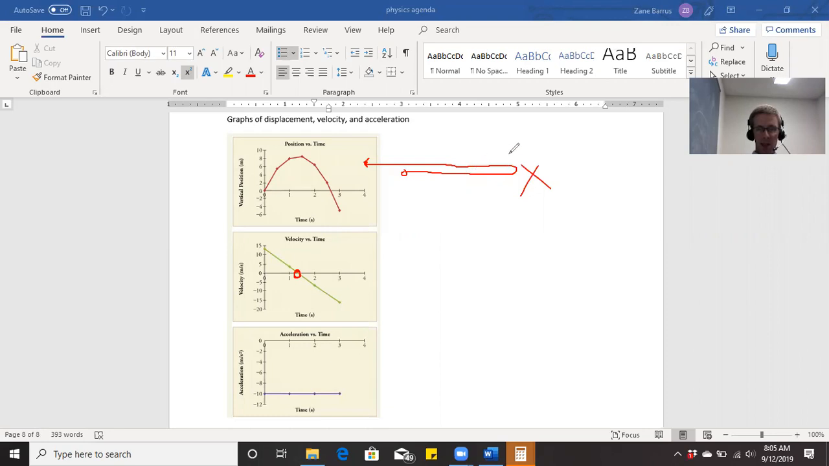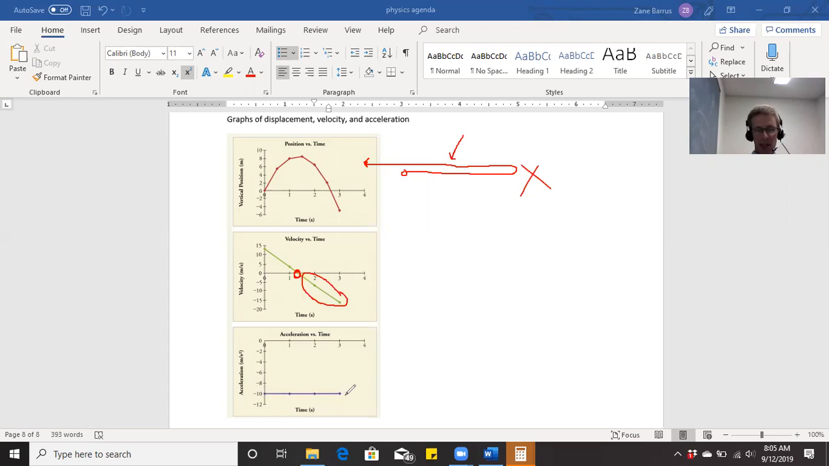And then because the object is going backwards along this portion up here, that explains why the velocity became negative, because it's going backwards. Remember, velocity can be negative if an object is traveling backwards. Okay. And lastly, in the acceleration graph, we can see that the acceleration is a constant -10.